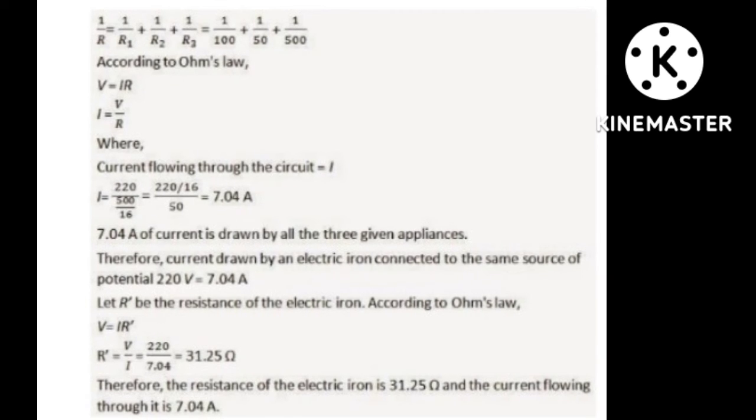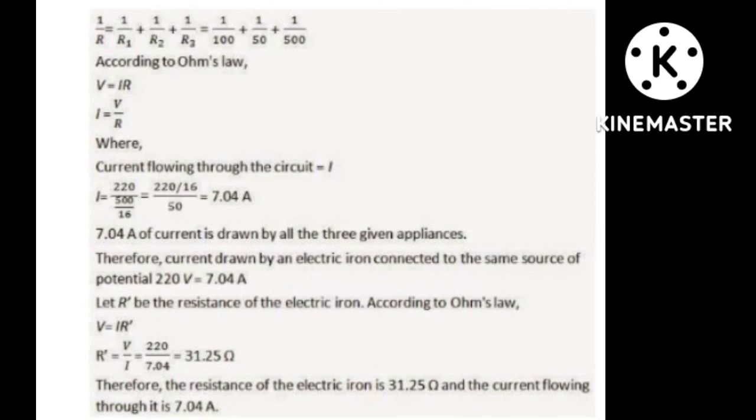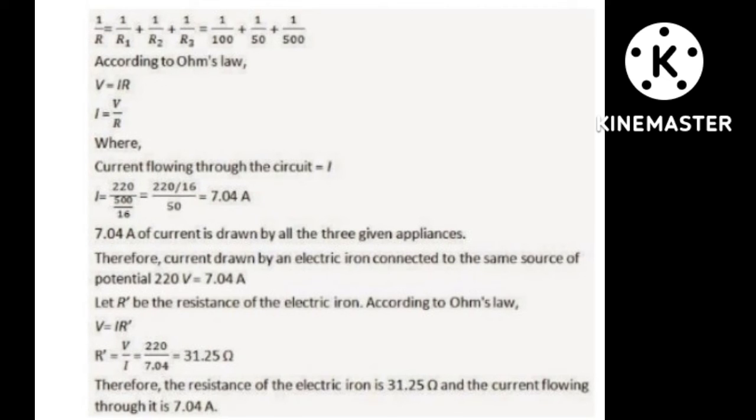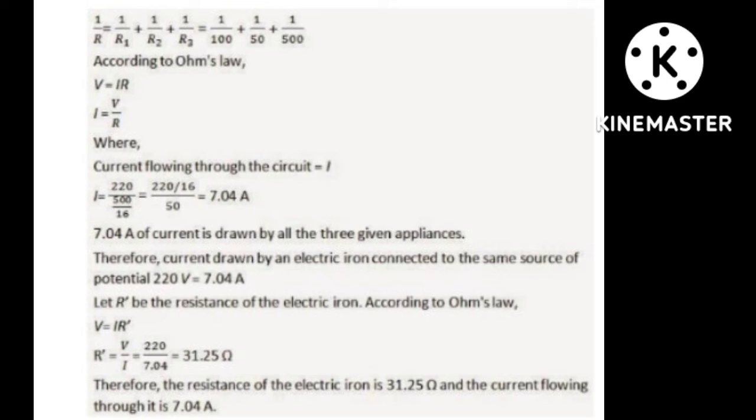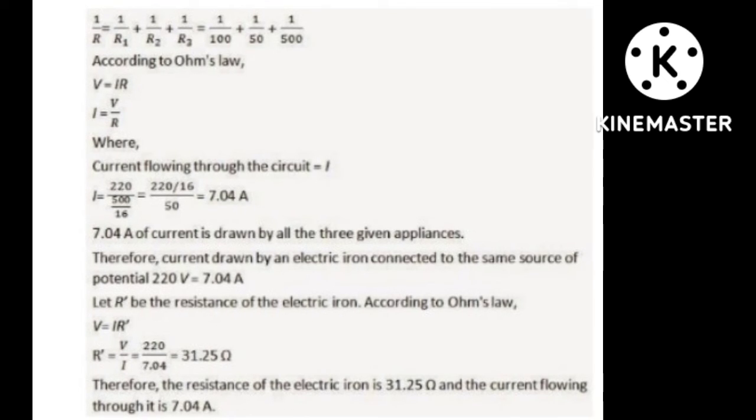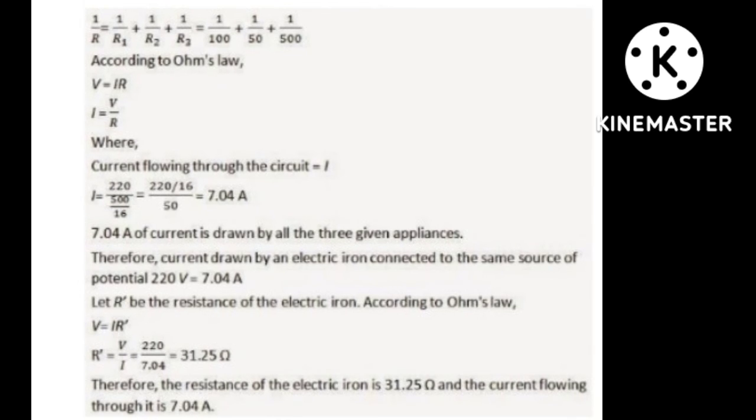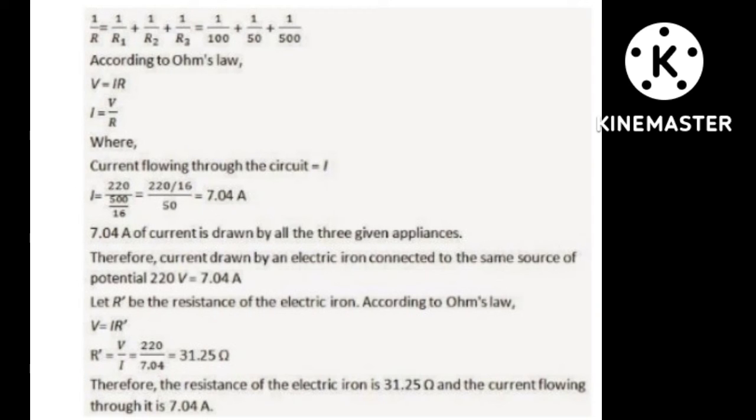Let R be the equivalent resistance of the circuit. Then we can find the value of R by using the equation 1 by R equal to 1 by R1 plus 1 by R2 plus 1 by R3. Then substitute the values of R1, R2 and R3. We will get 1 by 100 plus 1 by 50 plus 1 by 500. Taking the LCM, we will get the value as 5 plus 10 plus 1 by 500. That will be equal to 16 by 500, or R equal to 500 by 16.